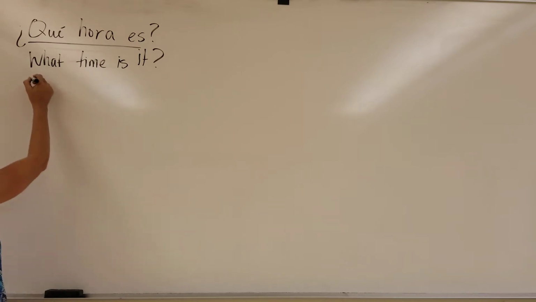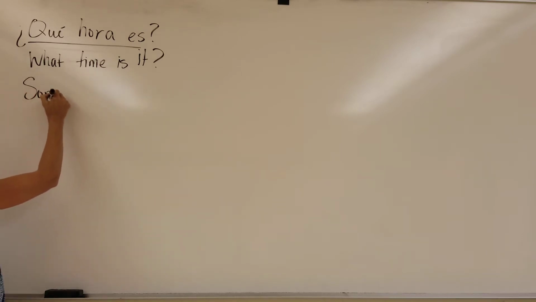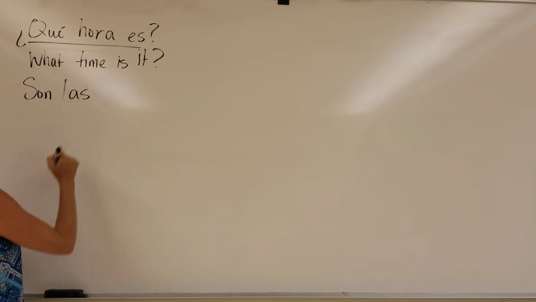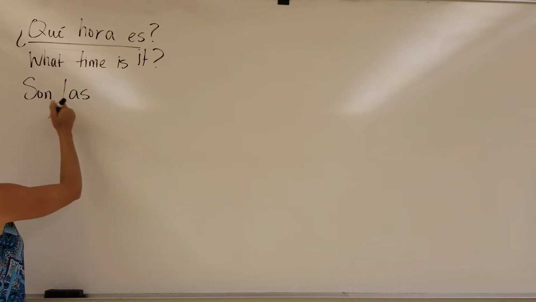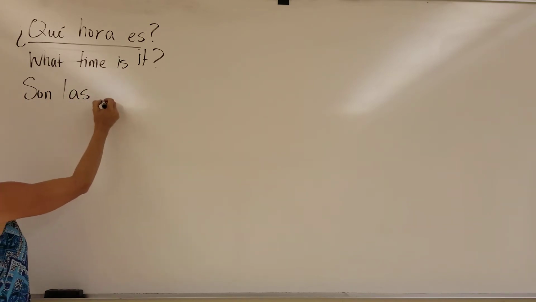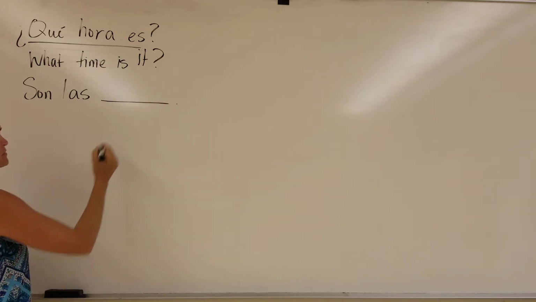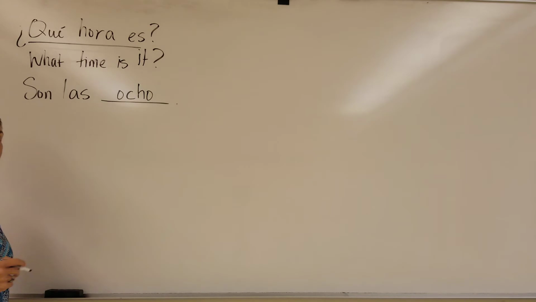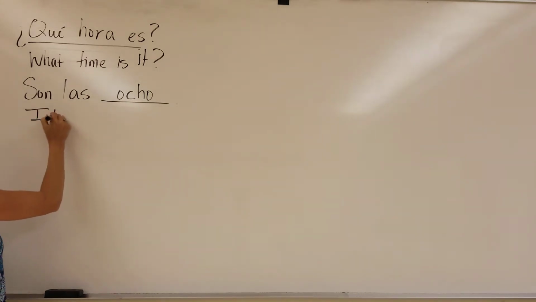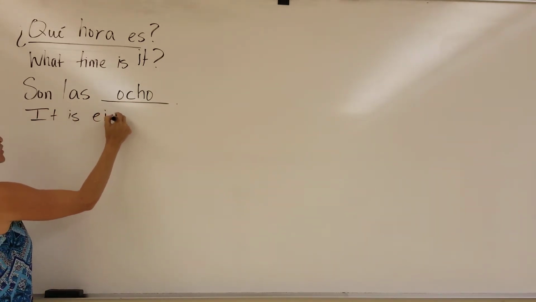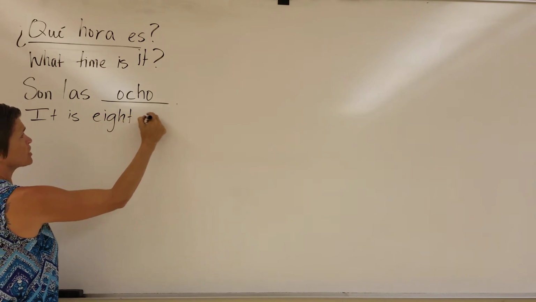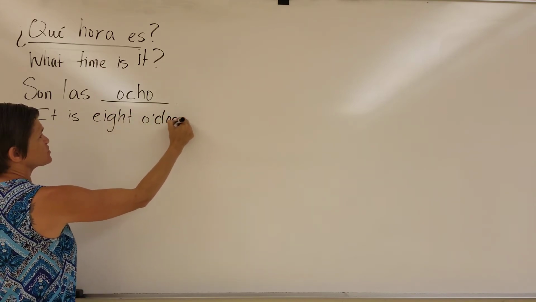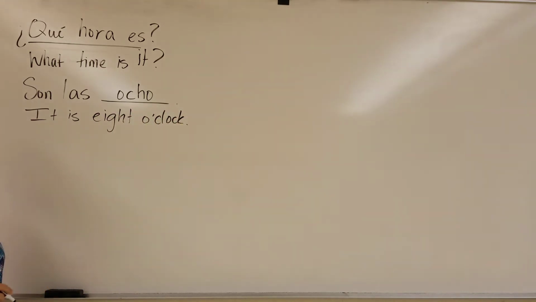So when we ask this question, ¿Qué hora es? Most of the time we're going to answer it by saying, son las. Son las is, it is, or there are this many hours, and then we put the time after it. So if it's 8 o'clock, we would say, son las ocho. That means it is 8 o'clock. We don't need any words for o'clock. That doesn't exist. We just say that there are 8 hours right now. So if it's exactly at an hour, it's easy, and that's all we have to do.